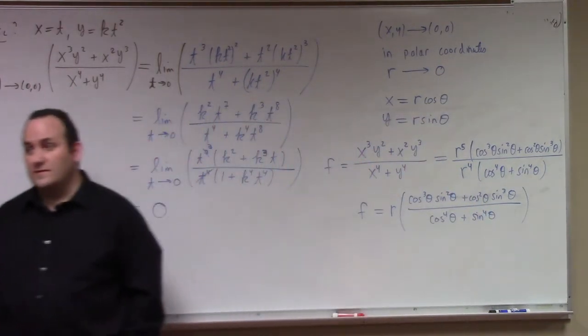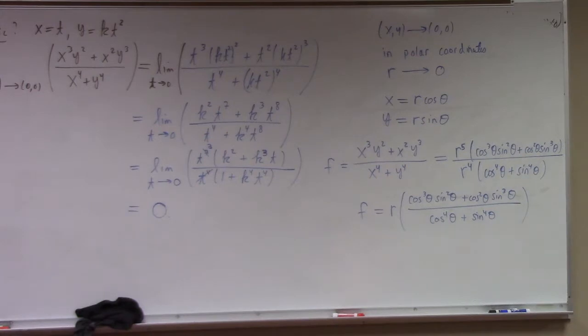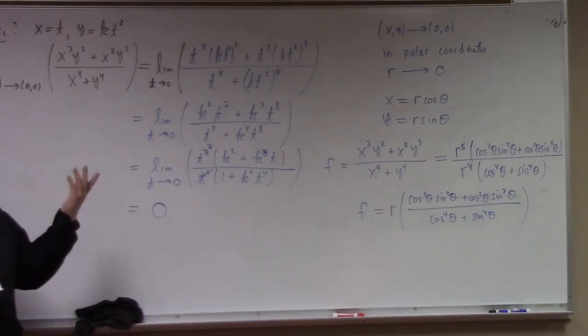Fun fact, cosine and sine are never simultaneously 0. There is no value for theta at which sine and cosine are simultaneously 0. So that means that cosine to the 4th plus sine to the 4th is never 0. No matter what theta you pick, the denominator does not go to 0. It does not diverge. So I don't really care what happens to the numerator. It's just some value, whatever.